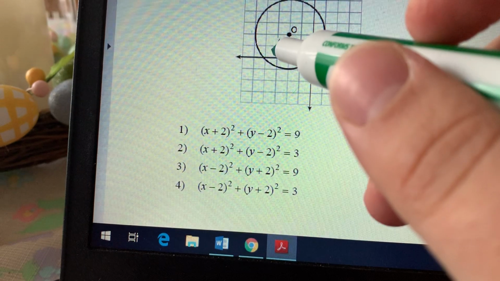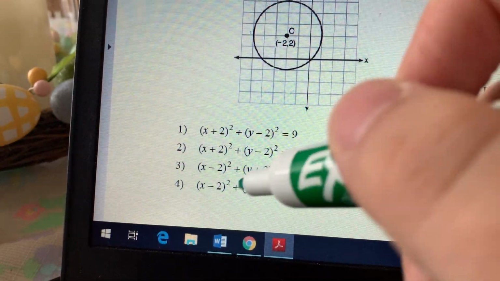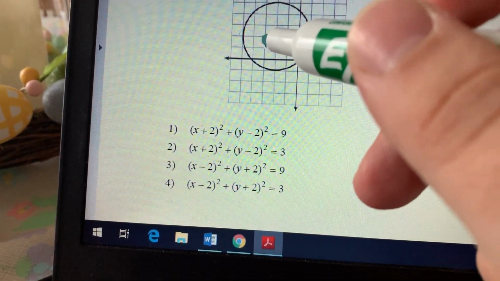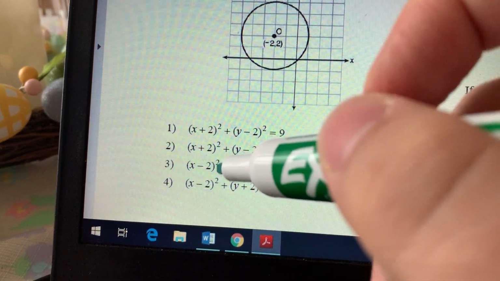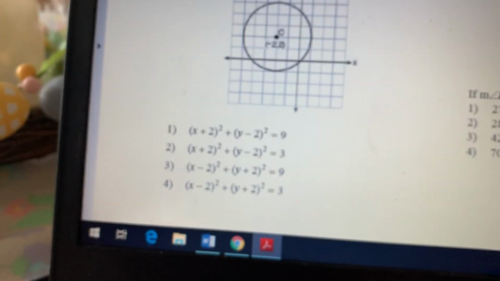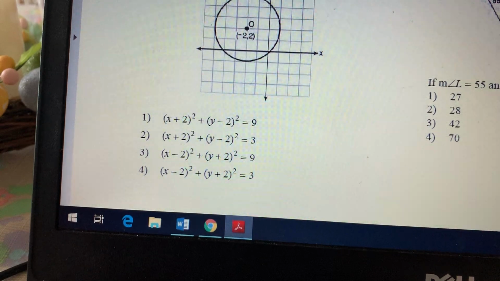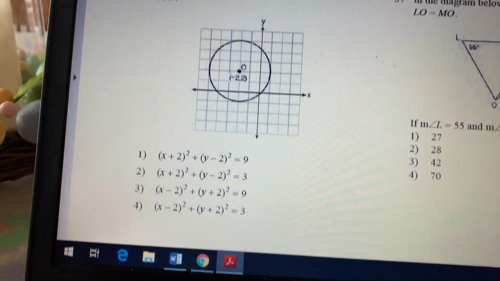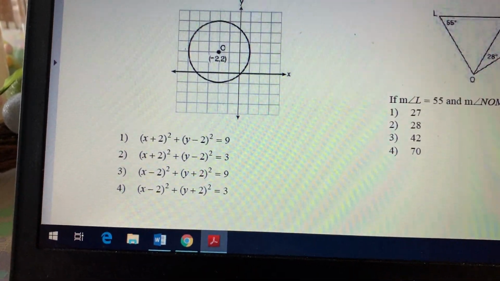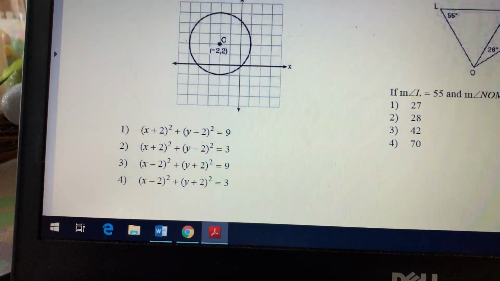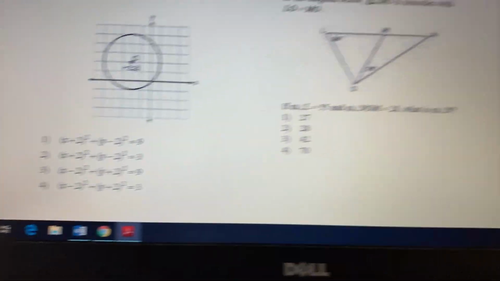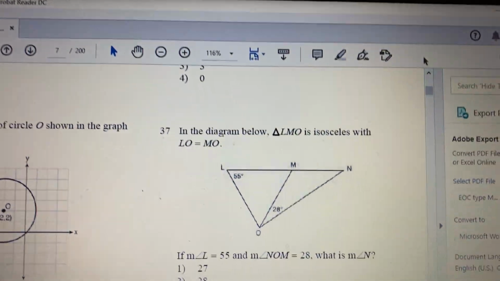Okay, x is -2, y is +2. When I have an equation, it's got to be flipped. What's next to x has to be positive. What's next to y has to be negative. So that's going to be answer choice 1 right there. Okay, so the answer for this one is answer choice 1, or again, if you're doing it A, B, C, D, answer choice A. All right.